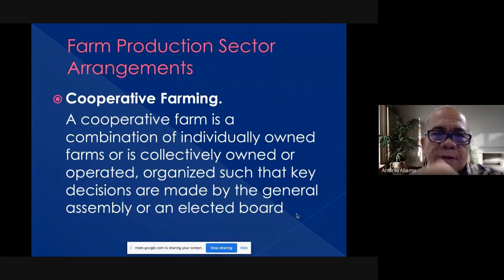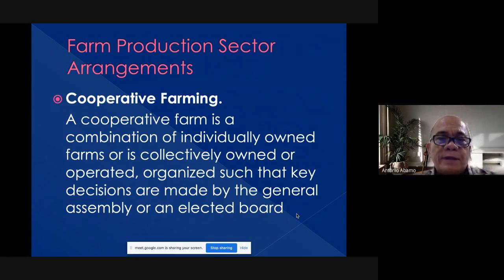Now, we are done with the different classifications of Philippine farms according to legal status. We also have classification of farms according to production arrangement. It means a certain kind of arrangement or structure operating a particular farm or huge tracts of land, a huge area of farm, for a certain purpose, for example, maximizing the economies of scale in production activities. So one example of classification of farms according to production arrangement is cooperative farming.